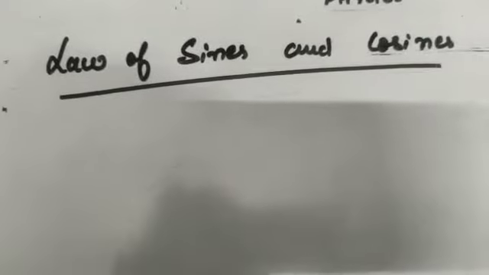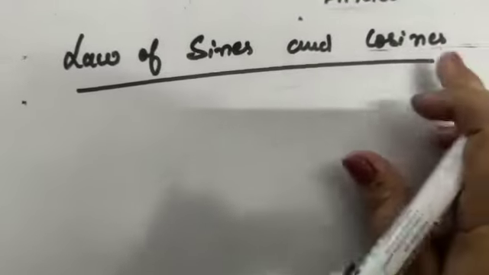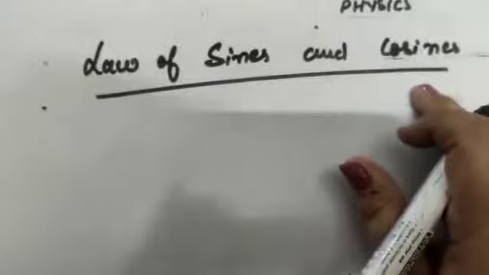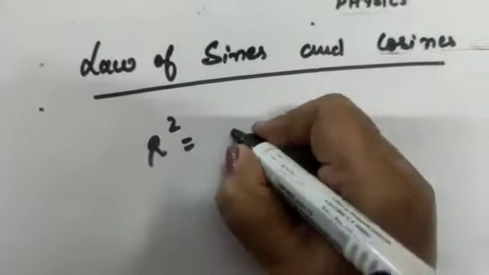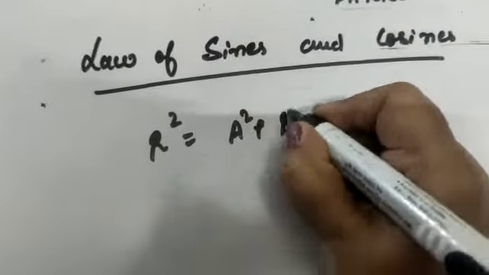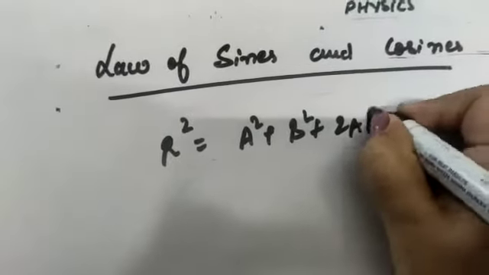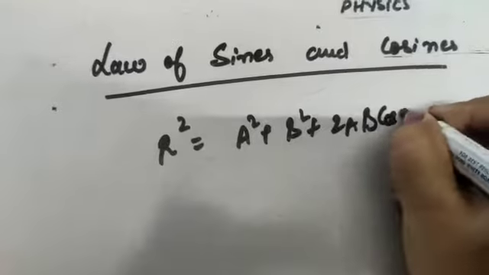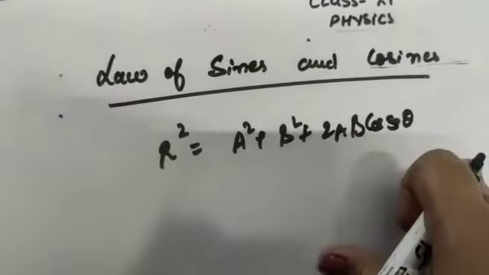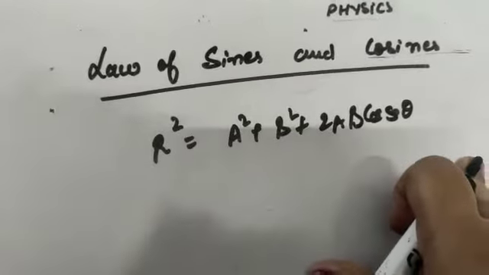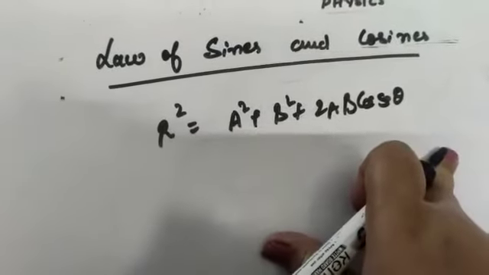Our next topic is law of sines and cosines. Law of cosines can be easily found from the resultant value: R squared is equal to A squared plus B squared plus 2AB cos theta. I am not going to derive it again as I have already done it in triangle of vector addition and parallelogram of vector addition. So we will use the direct formula here.